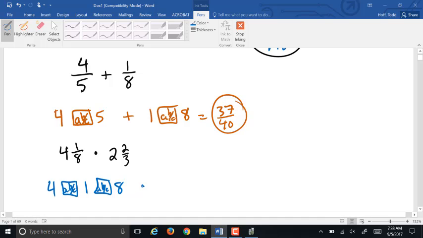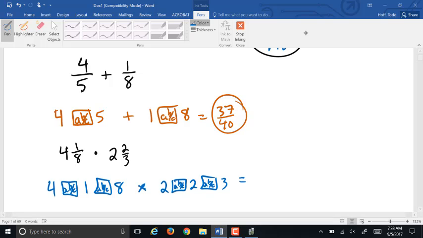Then times, then do the same, 2 ABC 2 ABC 3 to enter the 2 and 2/3. What is that? 33/8 times 8/3, so you get 11.